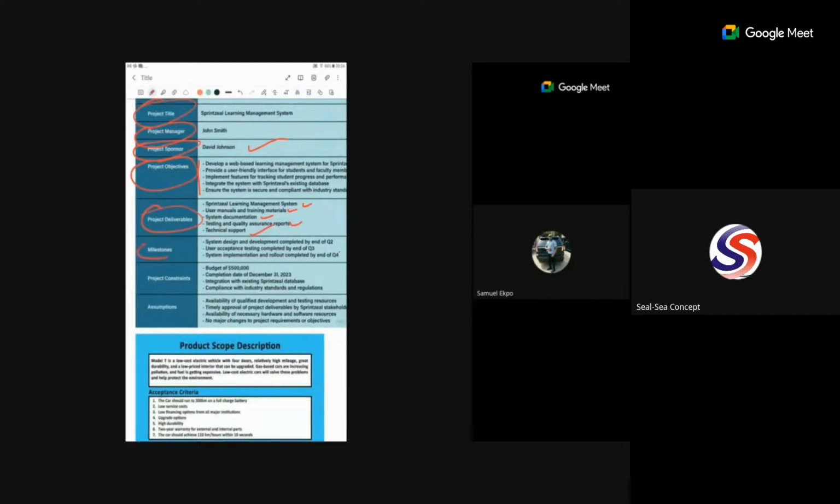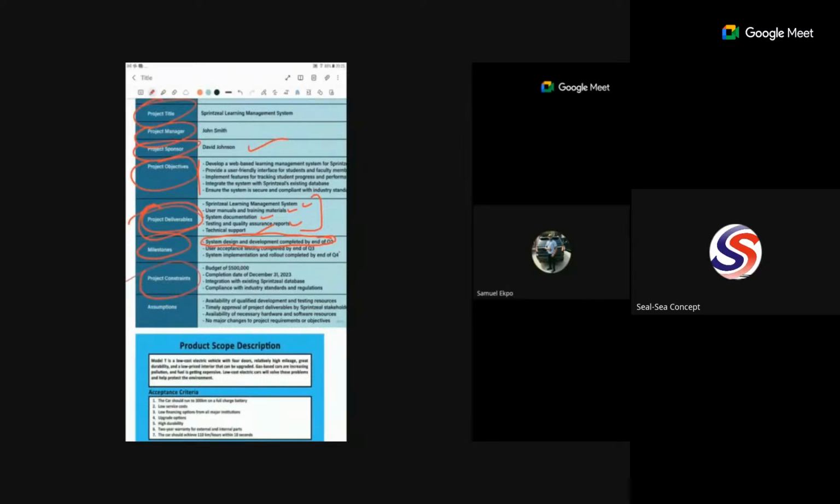Now look at the milestones. System design and development completed by end of Q2. So once you have done this, you have reached a particular milestone. Okay? The deliverables is telling you everything that must be delivered. And the milestone is telling you when you will say you have reached a tangible achievement stage in the course of the project.